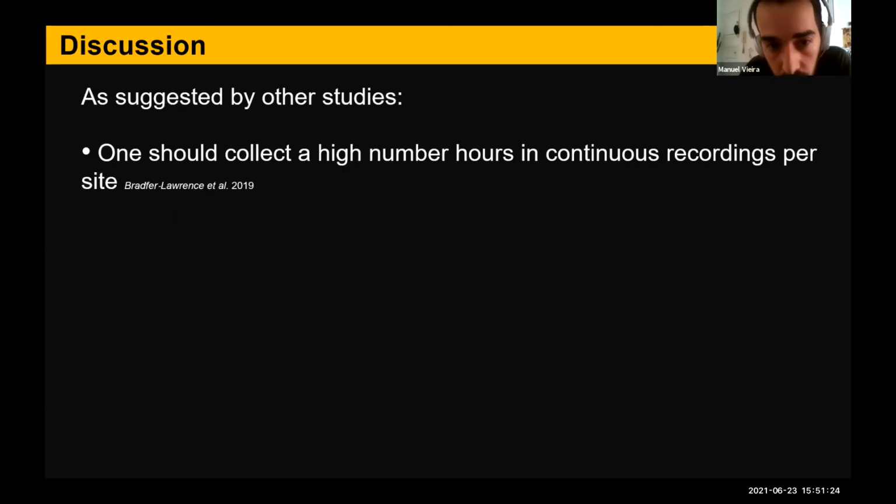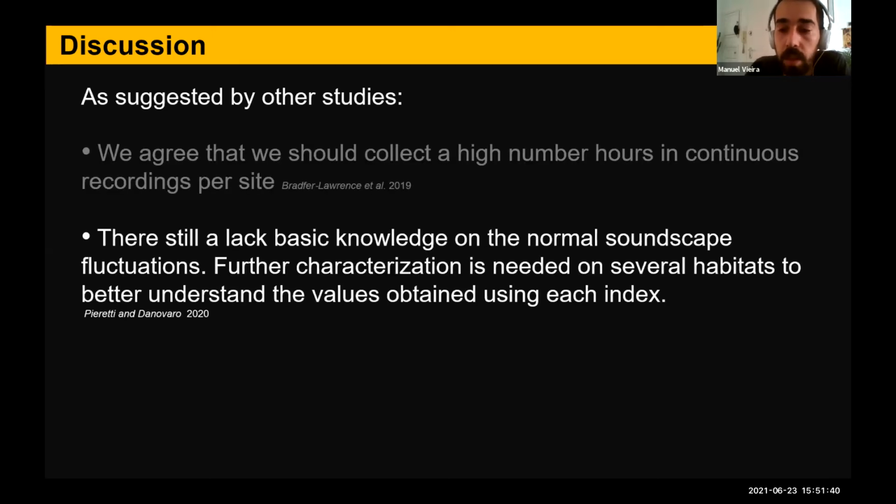As suggested by other authors, we always need to record a high number of hours, so we can really have a value that can represent each habitat. In our case, we only did 24 hours, but other authors suggest more than 100. That can be a little more difficult to do, but not that difficult.